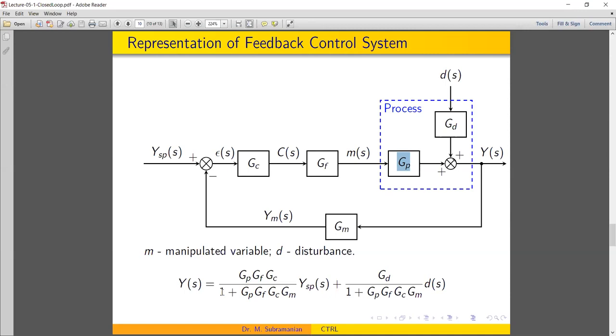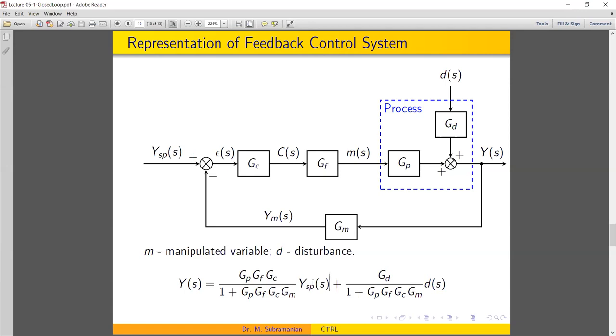So given the block diagram representation of a control system, we can easily write this transfer function by having this logic. For the numerator, it is simply the multiplication of transfer functions in the forward direction, whereas for the denominator, it is 1 plus all the elements in the loop. GD is not in the loop, that's why we don't have GD in the denominator. Is it understandable?